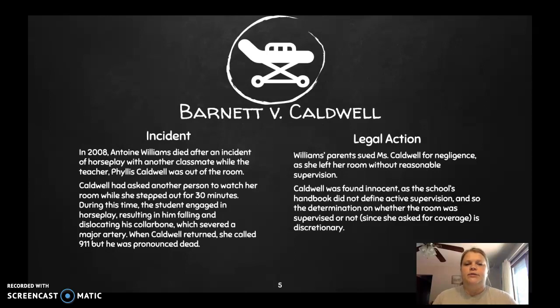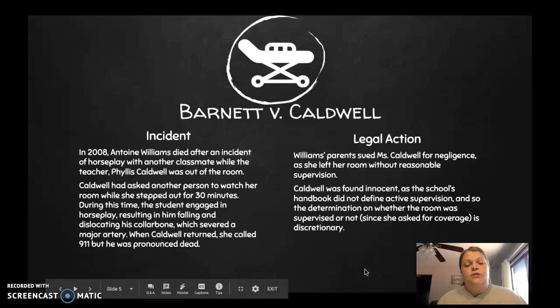Anthony Williams' parents sued the teacher for negligence, because she left her room without supervision. The courts found her innocent because her school handbook didn't define active supervision, and so they said that supervision was discretionary. Since she'd asked somebody to observe her classroom while she was gone, technically she was in the right, even though she wasn't actually there with her classroom. So there was no amount of money awarded to the plaintiff. The case was dismissed against Miss Caldwell.